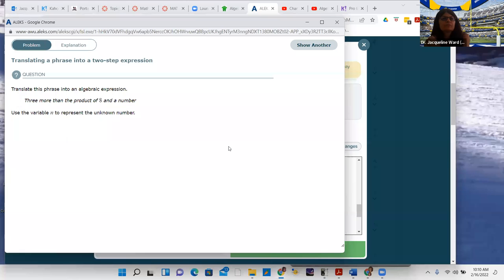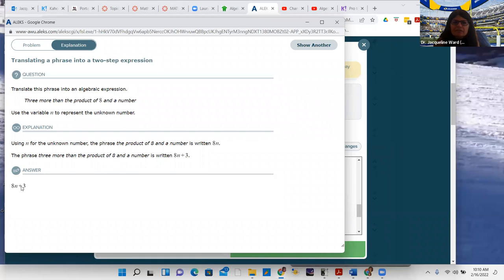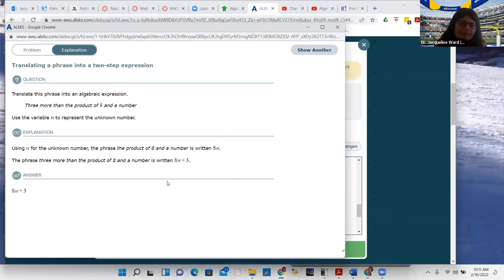All right, how about this one? Anybody taking a stab? Yep, the product of 8 and a number n is 8n. And then 3 more than that means you add 3. Okay. And notice this is equivalent to what Adrian wrote. But technically, to get it in the exact order that they wrote it, we would write it as 8n plus 3. My guess is Alex would accept 3 plus 8n also, just because they're equivalent.